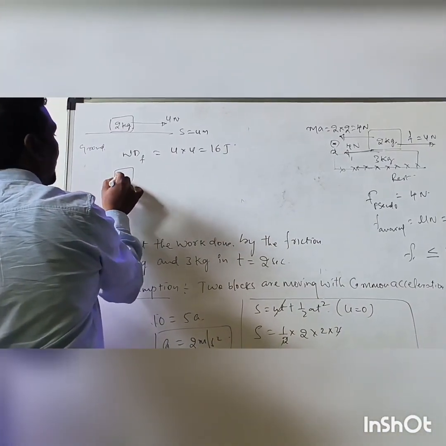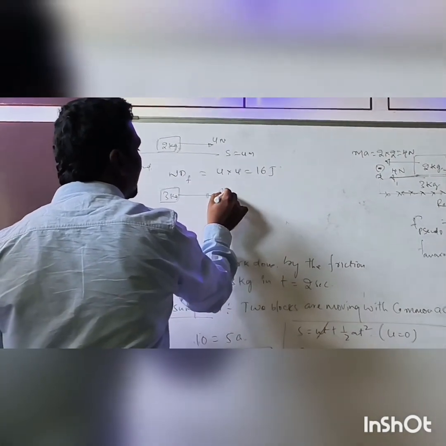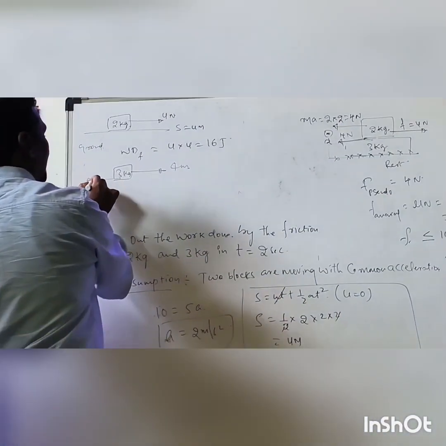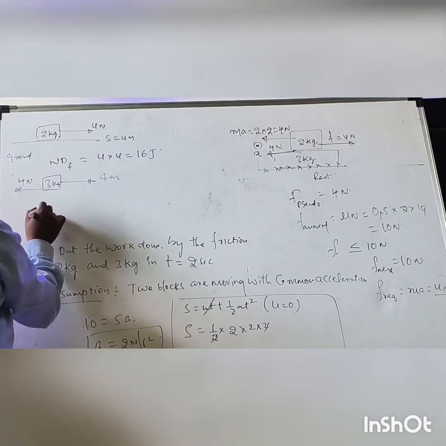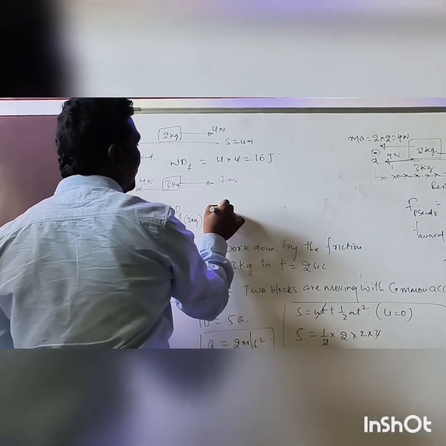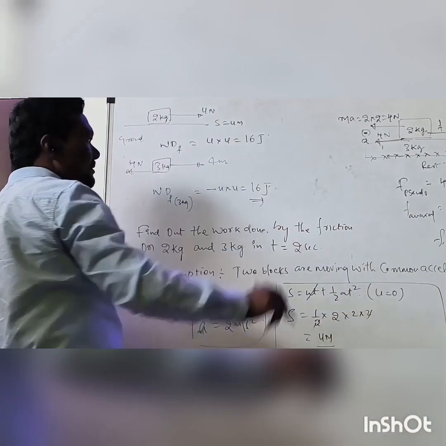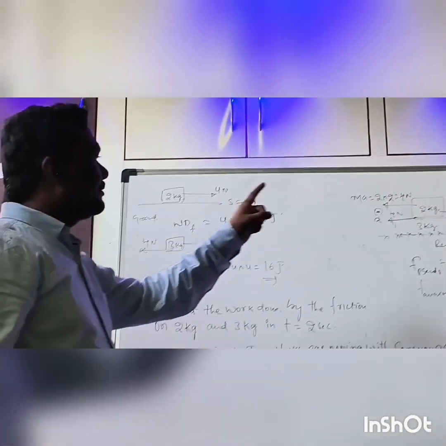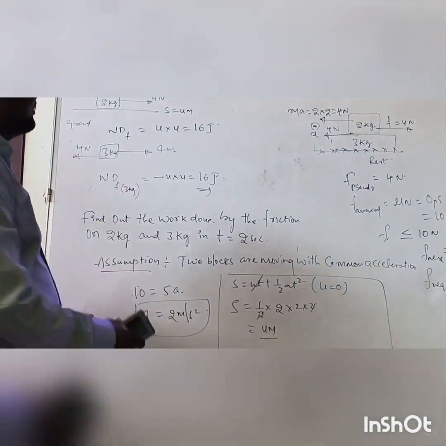And what is the work done by the friction on the 3 kg? The displacement of the 3 kg is 4 meters, because they are united and moving as a single system, and the force is 4 Newton. Now the work done by the friction on 3 kg is equal to minus 4 into 4, in the opposite direction, that is minus 16 joule. So the work done by the friction on 2 kg is 16 joules, and the work done by the friction on 3 kg is equal to minus 16 joules.